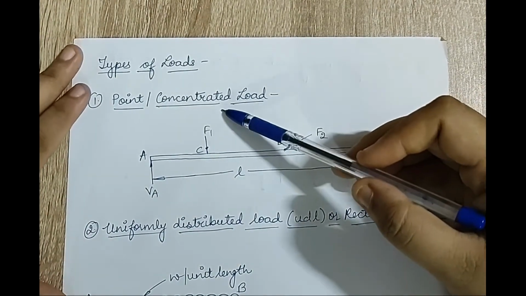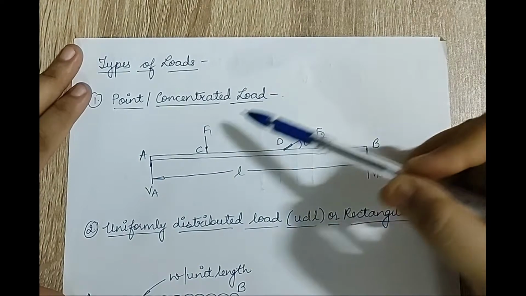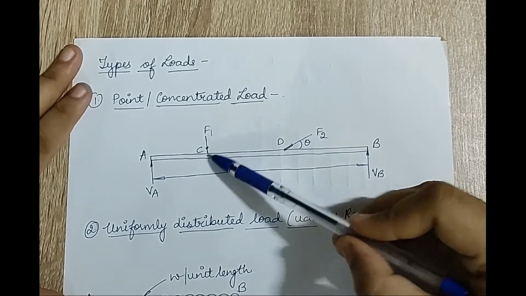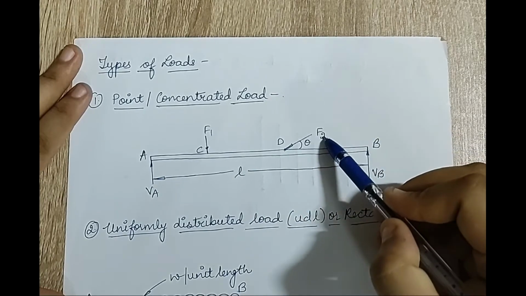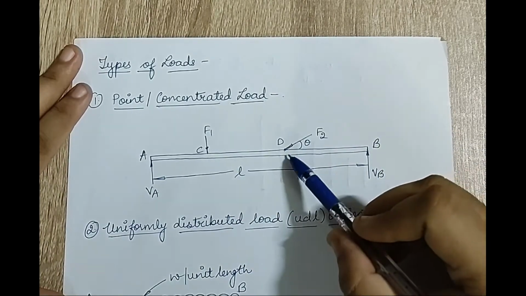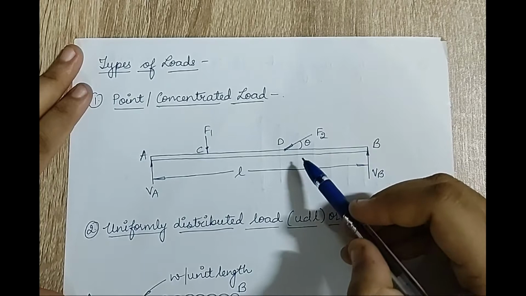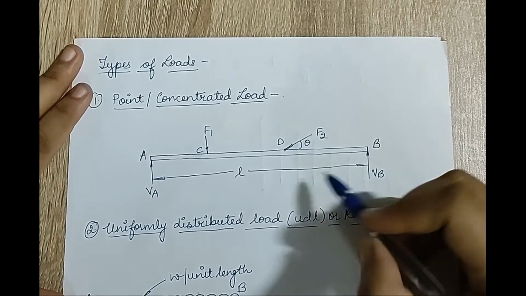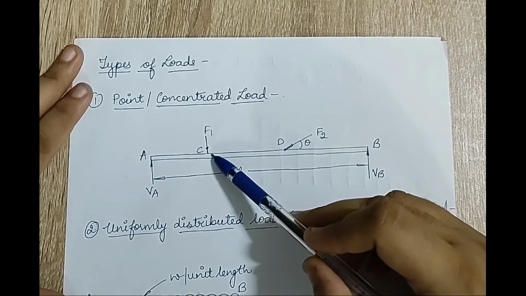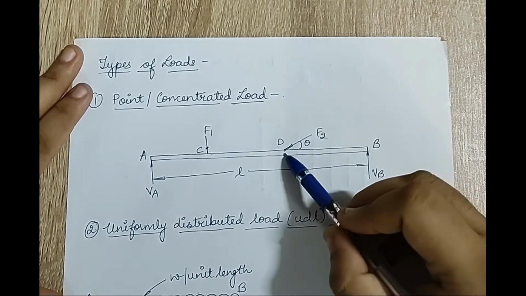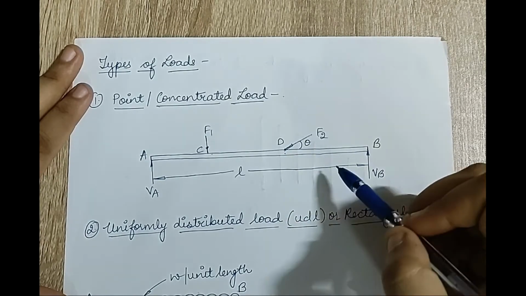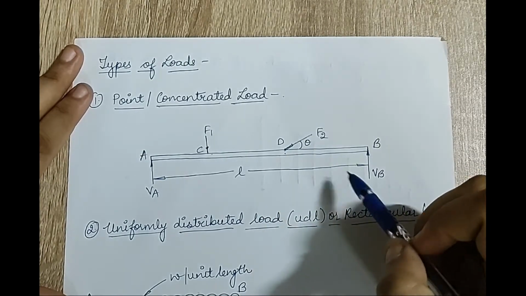The first type is called as point or concentrated load. Every load which is concentrated at the point over here is called as a point or concentrated load. You can see F1 and F2 both are called as point or concentrated load because they are acting at a particular point and they are concentrated over there. Here F1 is directly a vertical force. F2 is not a vertical force, it is an inclined force. It is acting at an angle theta with respect to the horizontal.